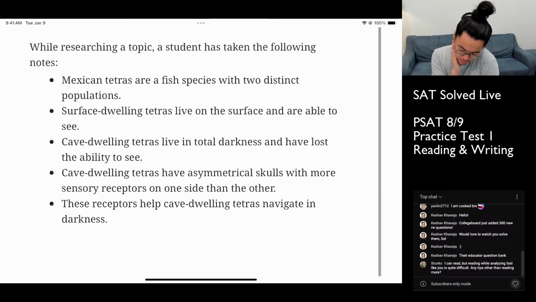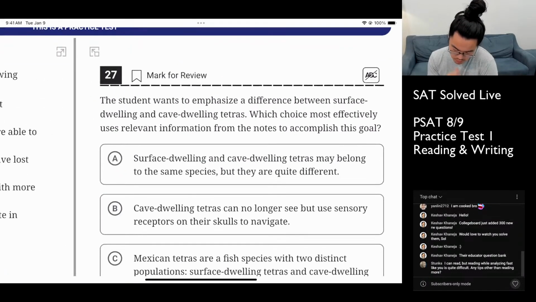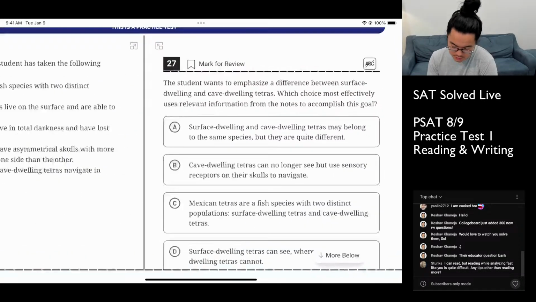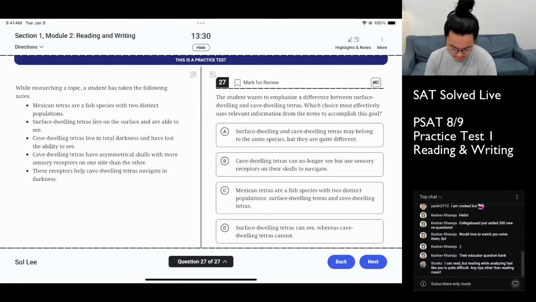Tetras, 2 populations. Okay. Surface dwellers and cave dwellers. Ooh, some of them C. Cave dwellers are asymmetrical. Navigating in darkness. Creeps. It's like you guys being asymmetrical and only focusing on the answer choices. Navigating in the darkness. You cave dwelling freaks.